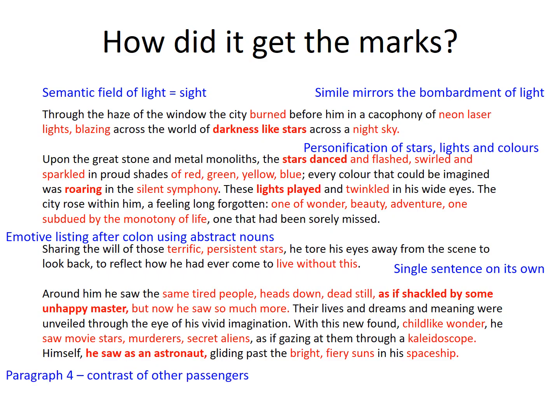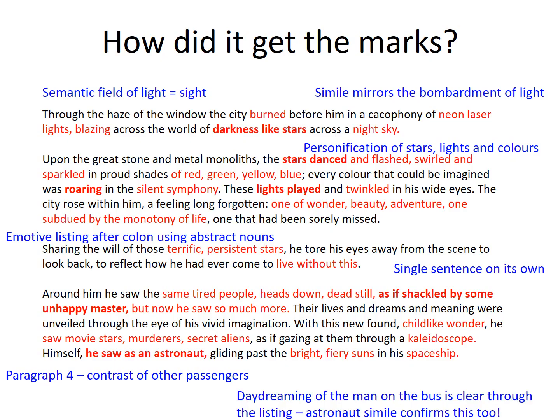So this whole paragraph contrasts the outside with the passengers around him. And this daydreaming of our character on the bus is shown through the listing of what he's found in this childlike wonder. Whether it's movie stars, murderers, secret aliens, there is a sense that this person is lost in their own imagination. But when it says himself he saw as an astronaut, and then we've got this ongoing relationship with the bus as a spaceship.